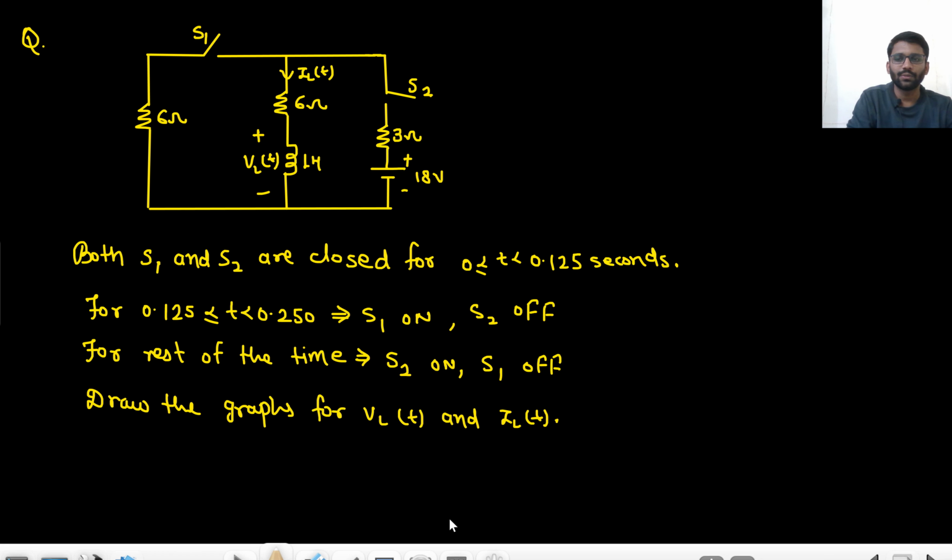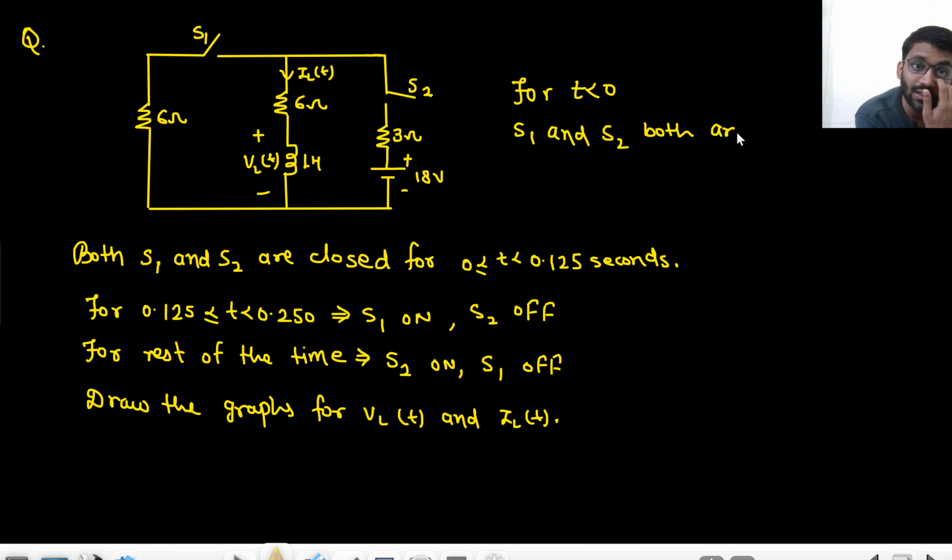So the circuit is given to you. Switch S1 and S2 both are closed for t from 0 to 0.125 second. Okay, and I should have written for t less than 0. For t less than 0, S1 and S2 both are open. Even if it is not given, we should consider them open as well. So both are open. Now at t equals to 0, both are closed and remain closed till 0.125 second.